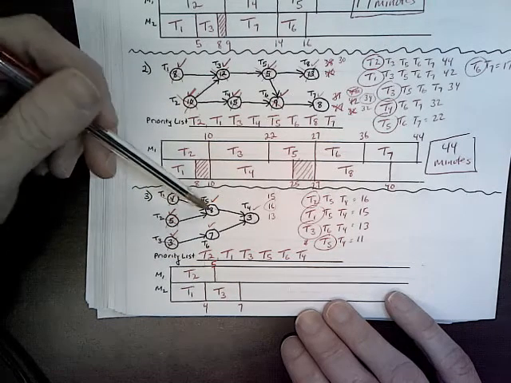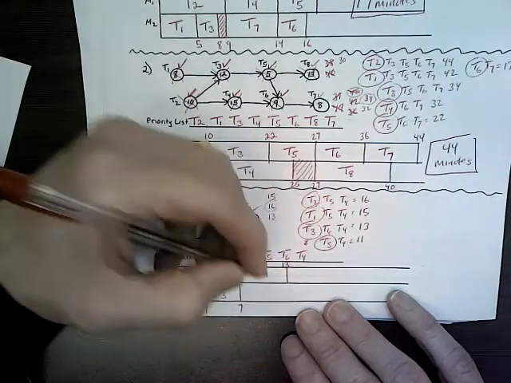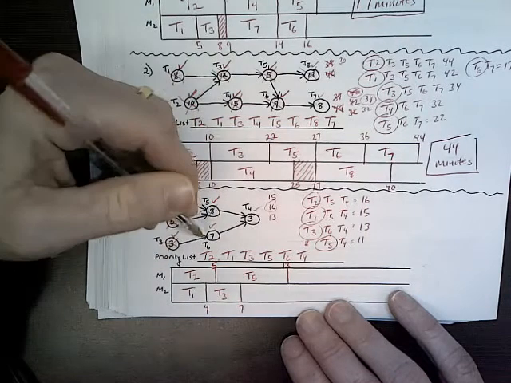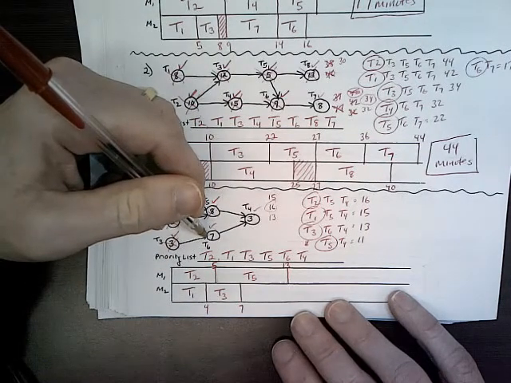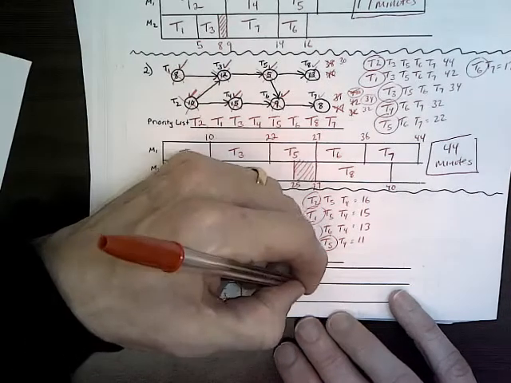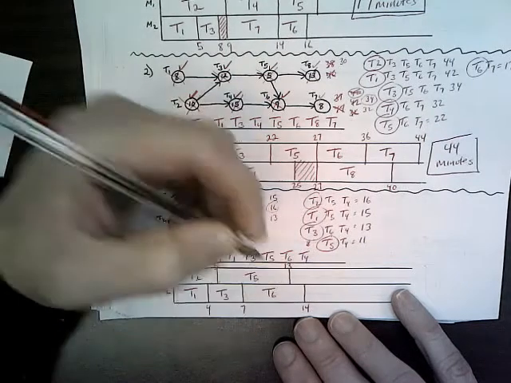So that's 8 minutes. 5 plus 8 is 13. It'll take us out to maybe about here. T5. Okay, and then down here we'll add the 7 onto this. Okay, 7 plus 7 is 14. T6.